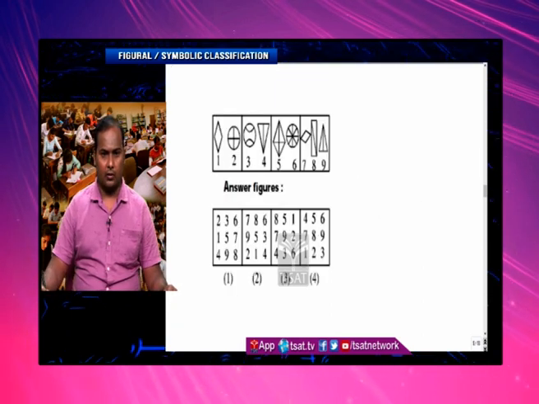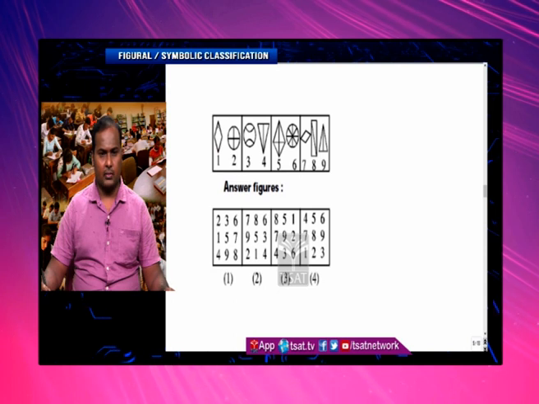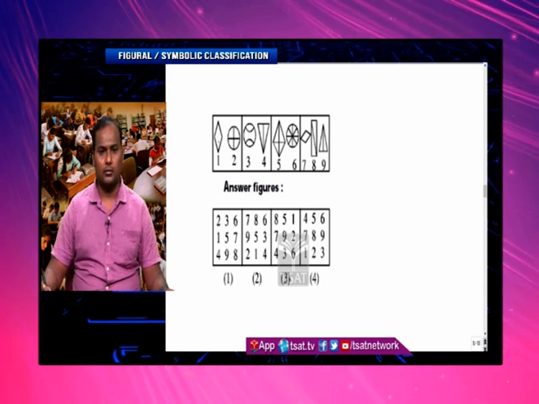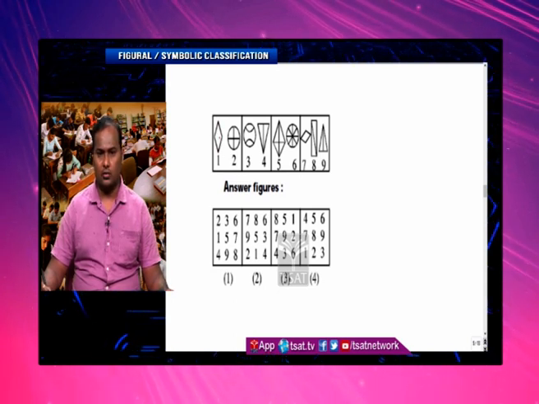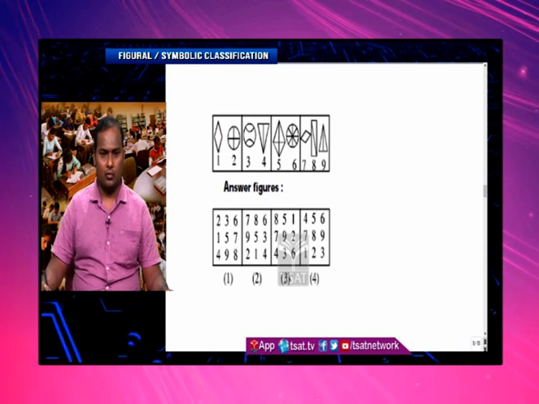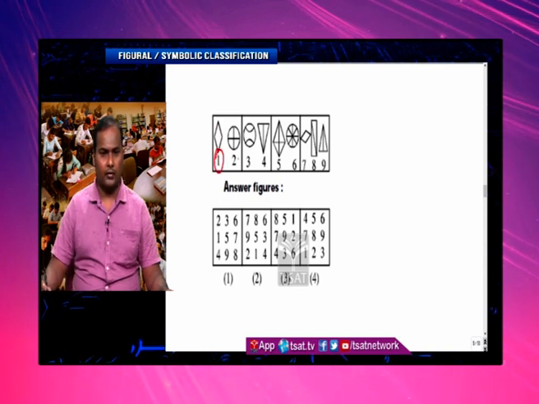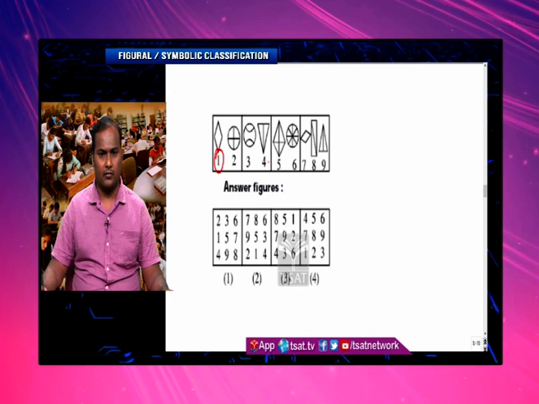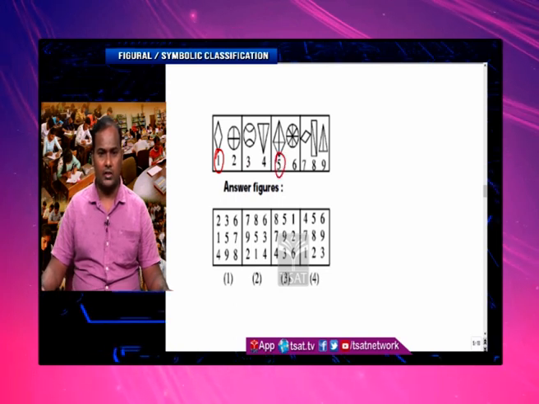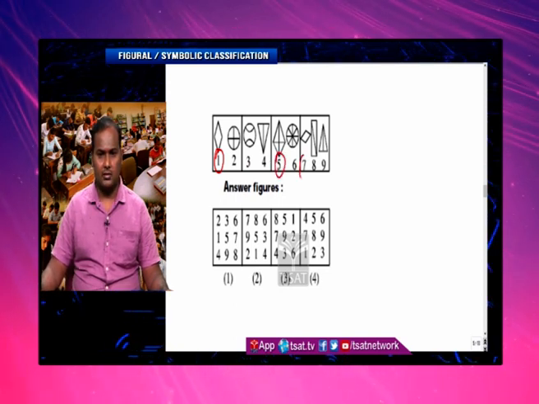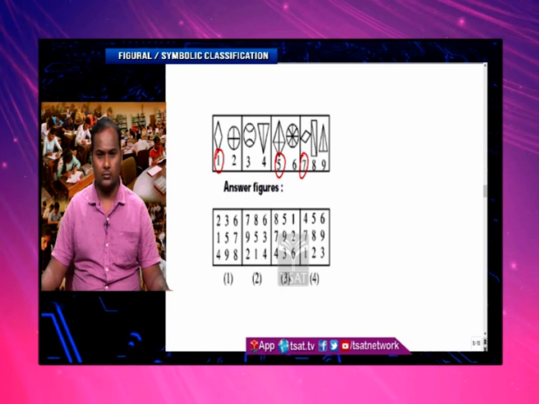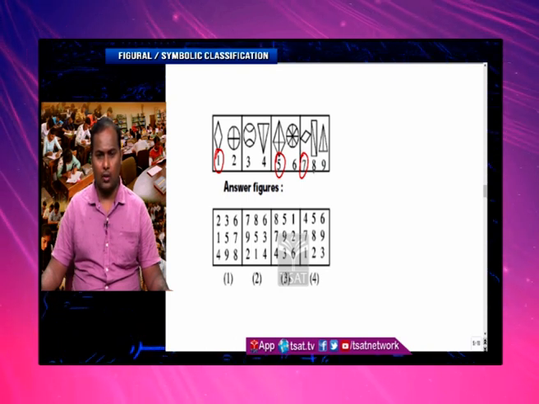See, in this particular question, the first symbol is a kind of quadrilateral. So we will try to focus much on quadrilateral now. Figure 1 is quadrilateral. Figure 2 is circle, 3 is circle, 4 is triangle, again the 5th one is a quadrilateral, and again the 7th one is also a quadrilateral, and again the 8th one is also a quadrilateral.